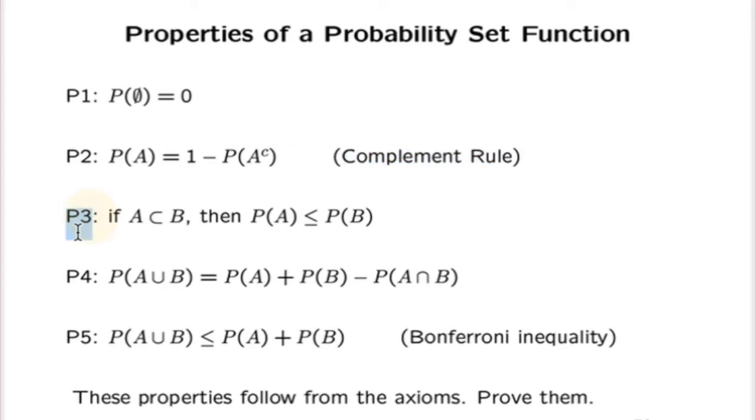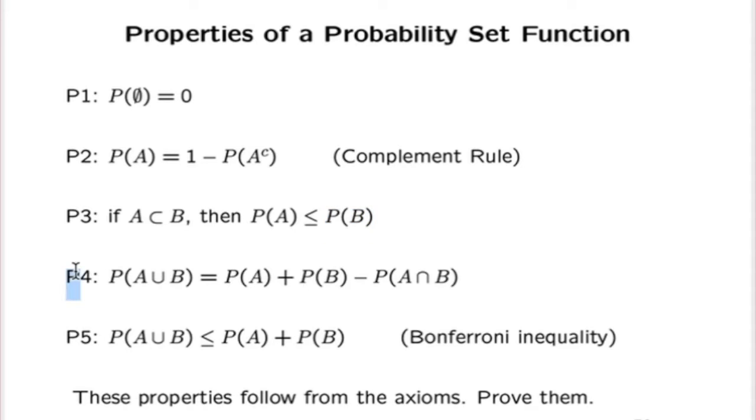Property 3 says that if the event A implies event B, then the probability of A has to be less than or equal to the probability of B. Now, if you'll think back to our discussion of relative frequency probability, we also had this property, okay? And so we're seeing here that using this more general abstract approach, we can obtain the same kinds of properties that we got when we were focusing on the relative frequency approach to probability.